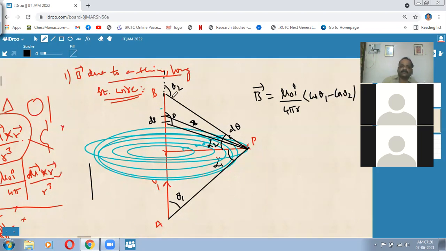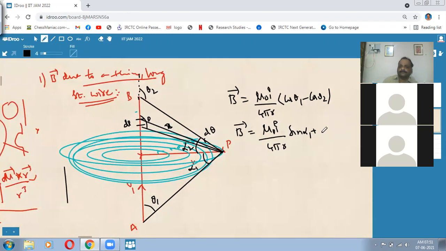So in terms of this theta 1 and theta 2, B equals mu naught I by 4 pi r into cos theta 1 minus cos theta 2. You can solve the integration in terms of alpha 1 and alpha 2 also. If you do that, don't bother about the integration, it is mu naught I by 4 pi r into sine alpha 1 plus sine alpha 2. Either you can use this formula, but this is more popular.